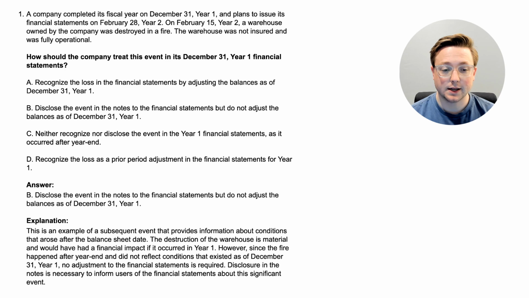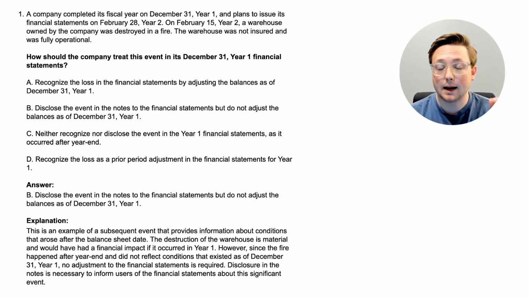All right, here we are at the answer. The answer is B, disclose the event in the notes to the financial statements, but do not adjust the balances as of December 31st, Year 1. So let's walk through this. Again, we're talking about subsequent events here, so we're talking about how they're treated. This is an example of a subsequent event that provides information about conditions that arose after the balance sheet date. The destruction of the warehouse is material and would have had a financial impact if it occurred in Year 1. However, since the fire happened after year end and did not reflect conditions that existed as of December 31st, Year 1, no adjustment to the financial statements is required. Disclosure in the notes is necessary to inform users of the financial statements about this significant event.